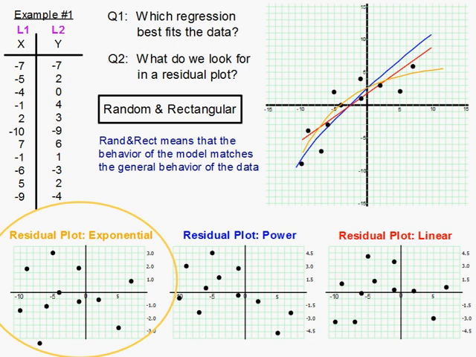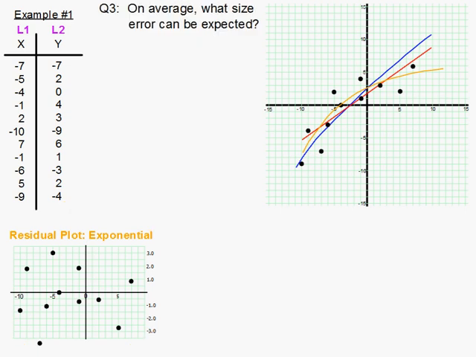Now we can ask an additional question, which residual plots can answer, which is very cool. And that is, on average, what size error can be expected? This is actually a very important question, and again, another good reason to do residual plots. The answer is going to be using the standard deviation. A lot of people would say, well, it says on average, wouldn't we just average the residuals? Well, if it's random and rectangular, the average is going to be about 0. Well, that's not very helpful, right? We have standard deviation as our measure of spread. That's really what we want in this case.